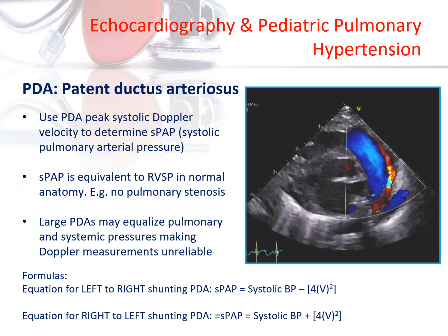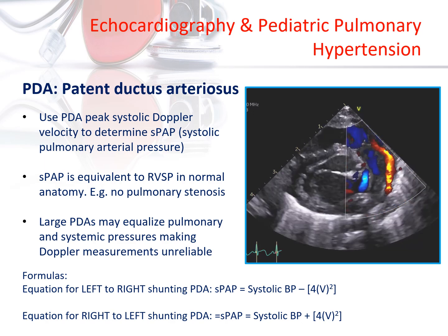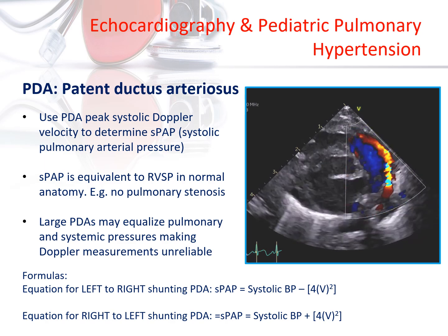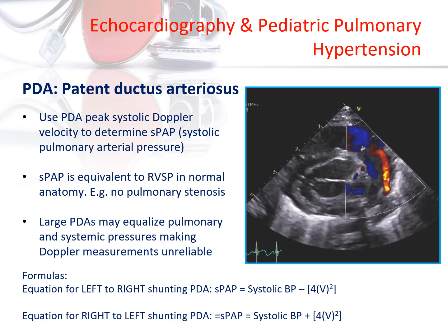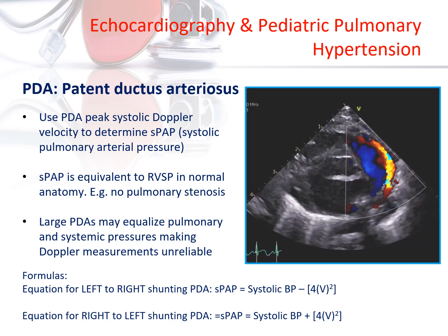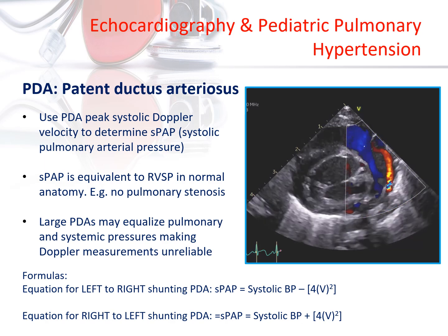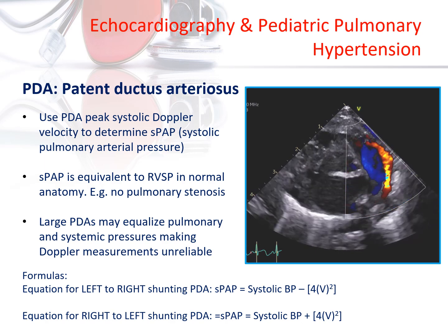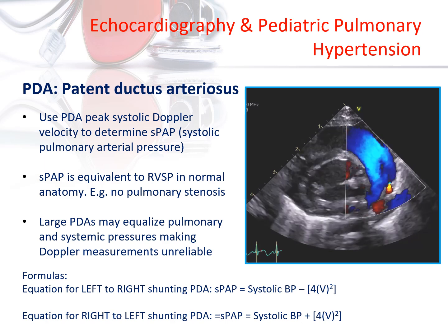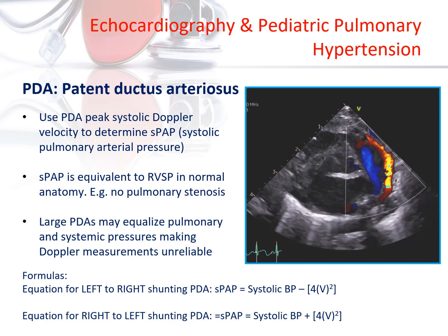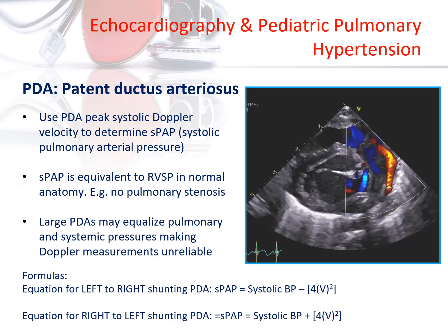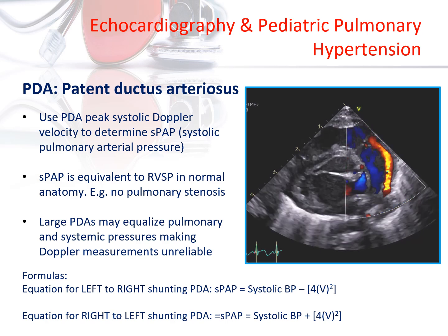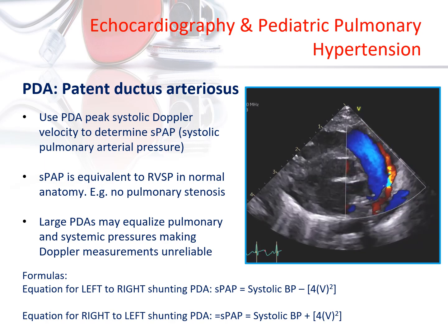However, PDAs tend to close in the first 12 to 24 hours of life. However, sometimes they will stay open longer than that. So when available, it's a great way to assess. So what you want to do is use the PDA peak systolic Doppler velocity to determine systolic pulmonary arterial pressure. Systolic pulmonary arterial pressure is going to be the equivalent of RVSP in normal anatomy, i.e., say no pulmonary stenosis, and then large PDAs may equalize pulmonary and systemic pressures, making Doppler measurements unreliable.